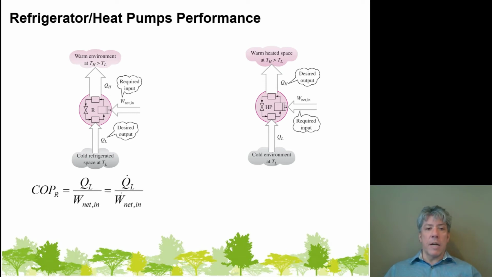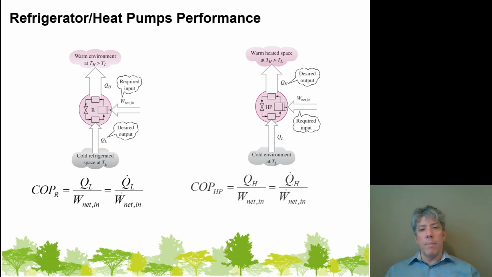And now we have our desired output over required input. Our desired output, and not really that it's an output of the system, but it's a desired result. It's the point of having the thing in the first place. The point of having the refrigerator is QL, right? And oh, by the way, you've got to pay for the net work that it consumes. Okay, and you can write that, as I said, in power form as well, a power ratio. And this would be the coefficient of performance for the refrigerator.